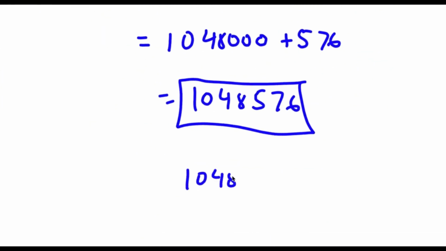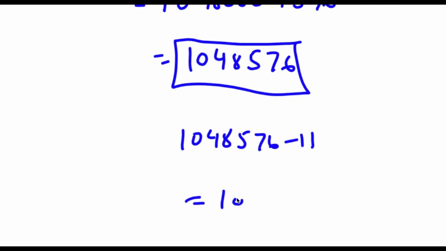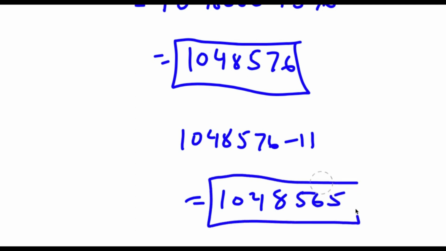So now I have 1,048,576 minus 11, which is equal to 1,048,565. Sorry, 1,048,565. So this is my actual answer.